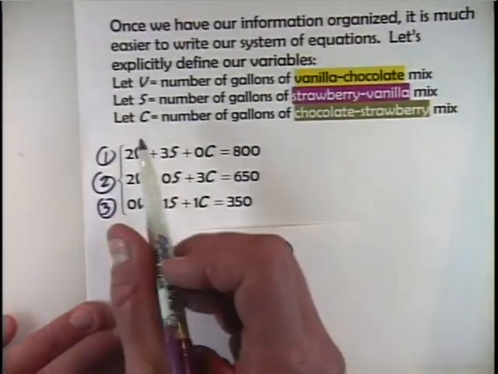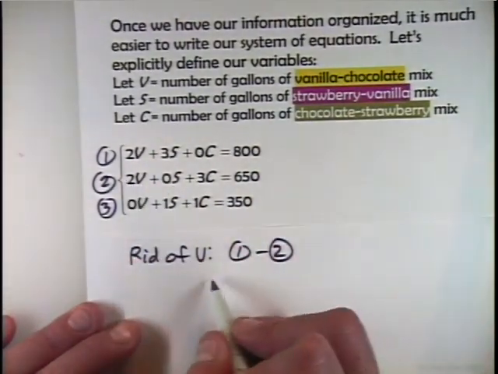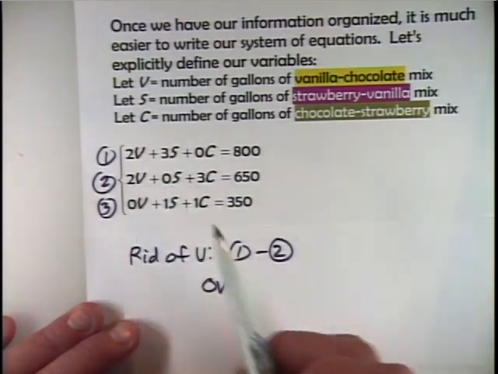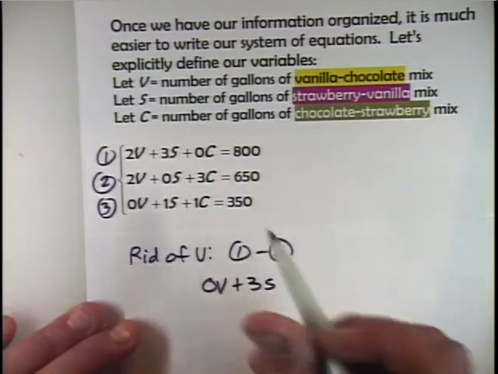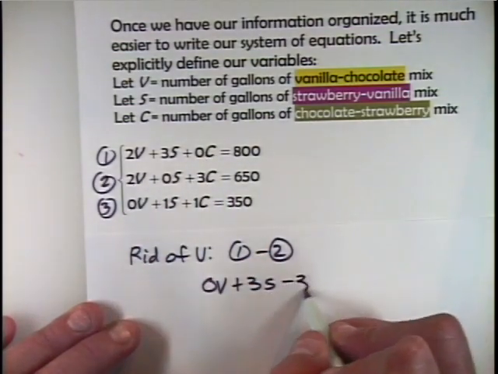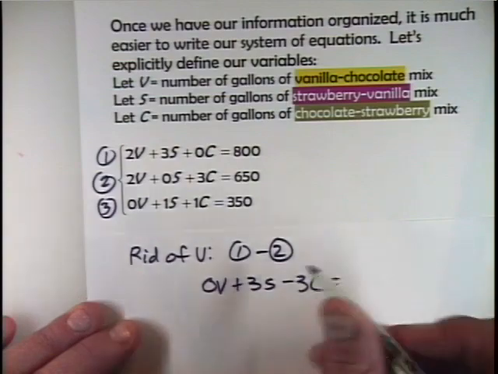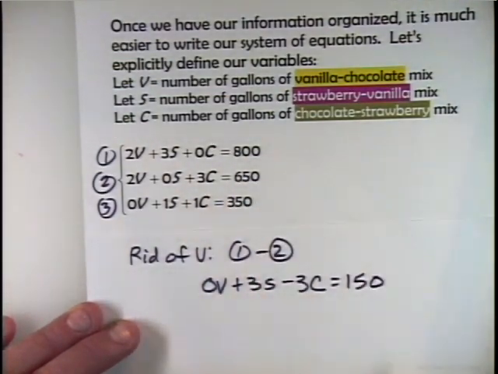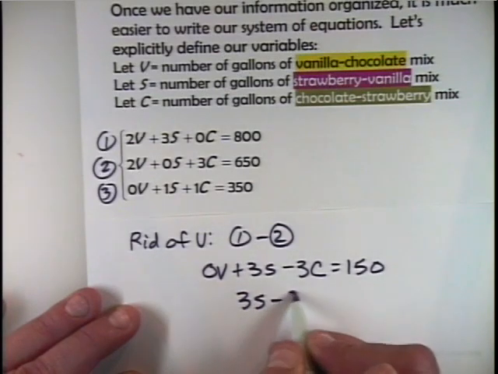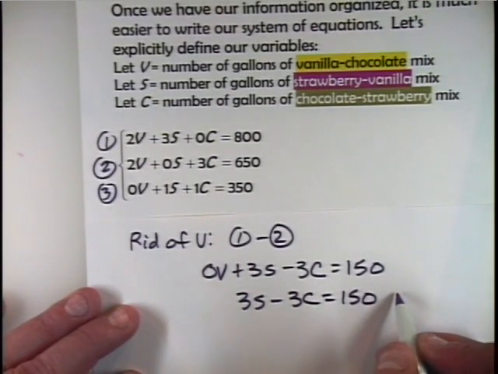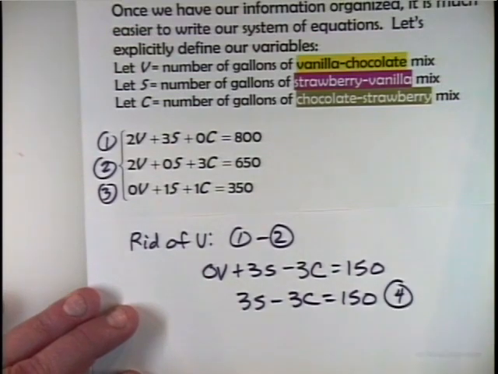So if I do that, I get 2V minus 2V, which is going to be 0V. I get 3S minus 0S, which is plus 3S. And then 0 minus 3 is negative 3C. And then over here I have 800 minus 650 is 150. So I get this equation, 3S minus 3C equals 150. So one equation with two unknowns. Let's call that equation 4.